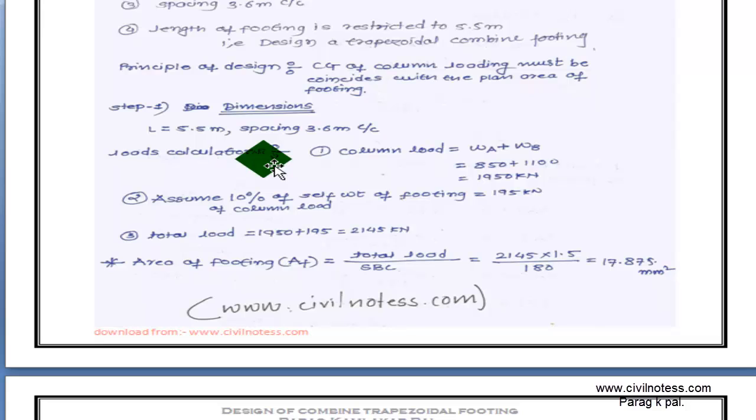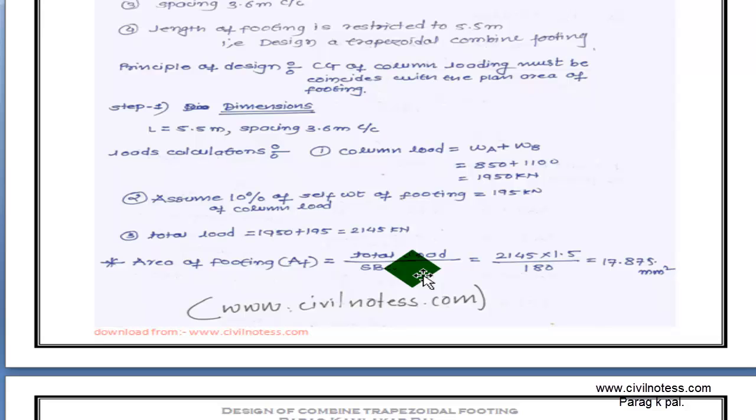Then add 10% of the load as self weight of the footing. So 1950 multiplied by 0.10 gives 195. Adding both loads, you get the total load as 2145 kilonewton. But this is a working load, not a factored load. After that, you have to go for the area of footing. How much area is required for the footing?